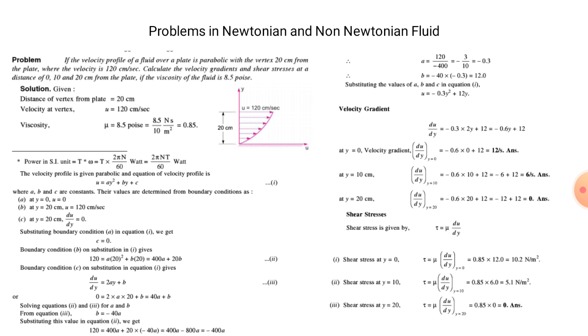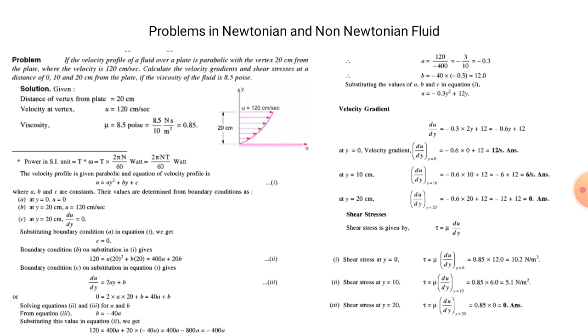Substituting the value in equation 2, we get 120 is equal to 400a plus 20 into minus 40a is equal to 400a minus 800a is equal to minus 400a. So, therefore, a is equal to 120 divided by minus 400 is equal to minus 3 divided by 10 is equal to minus 0.3. So, a value is equal to minus 0.3. Then b value is equal to 12. Substitute the values a, b and c in equation 1. u is equal to minus 0.3 y square plus 12y, c is equal to 0.